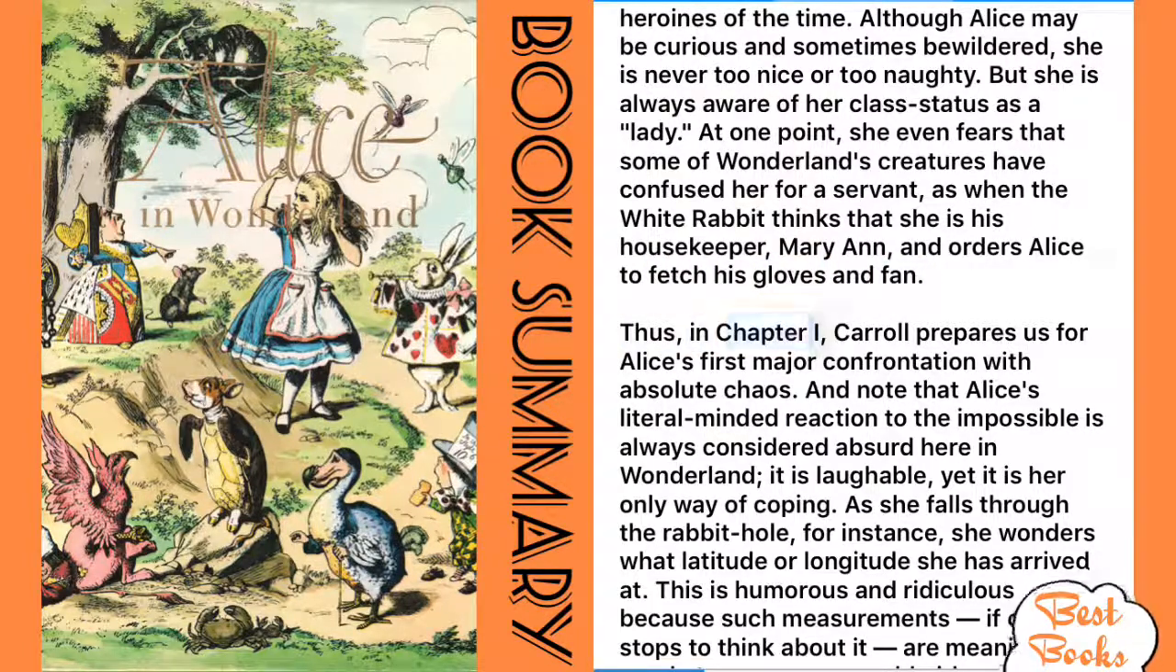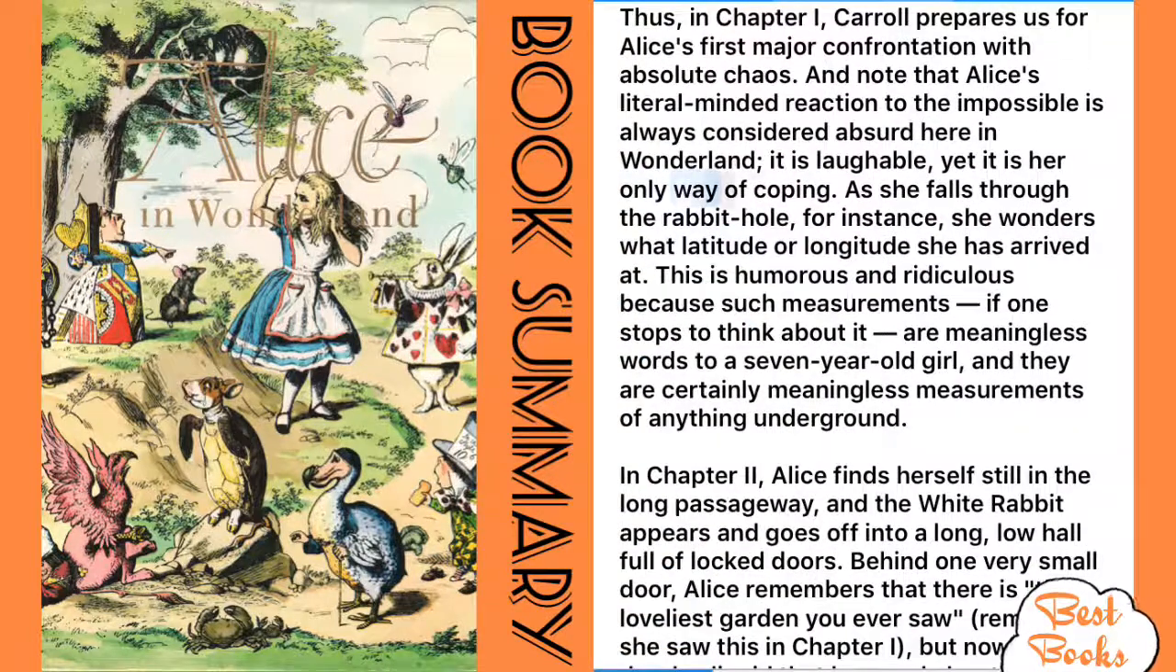Thus, in Chapter I, Carroll prepares us for Alice's first major confrontation with absolute chaos. And note that Alice's literal-minded reaction to the impossible is always considered absurd here in Wonderland. It is laughable, yet it is her only way of coping. As she falls through the rabbit hole, for instance, she wonders what latitude or longitude she has arrived at. This is humorous and ridiculous because such measurements, if one stops to think about it, are meaningless words to a 7-year-old girl. And they are certainly meaningless measurements of anything underground.